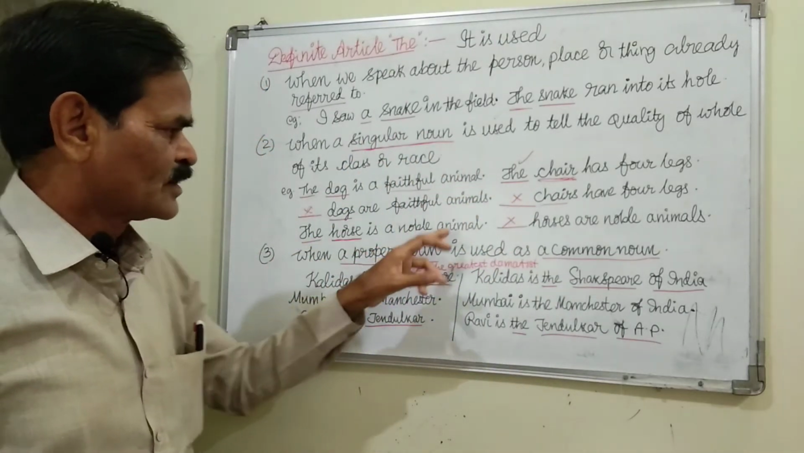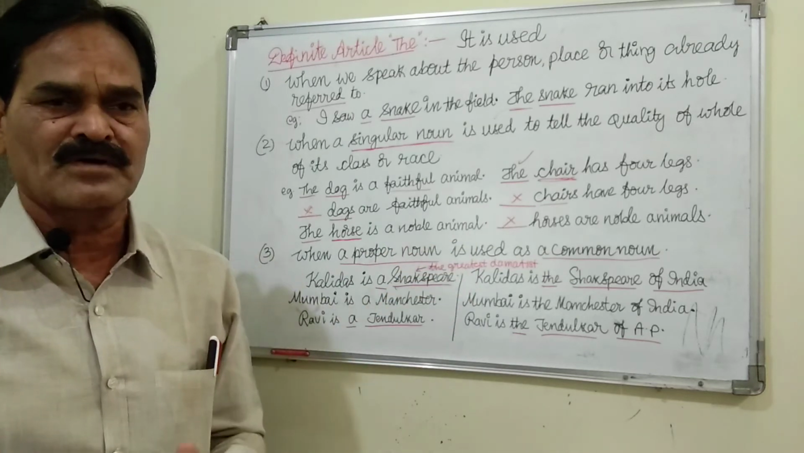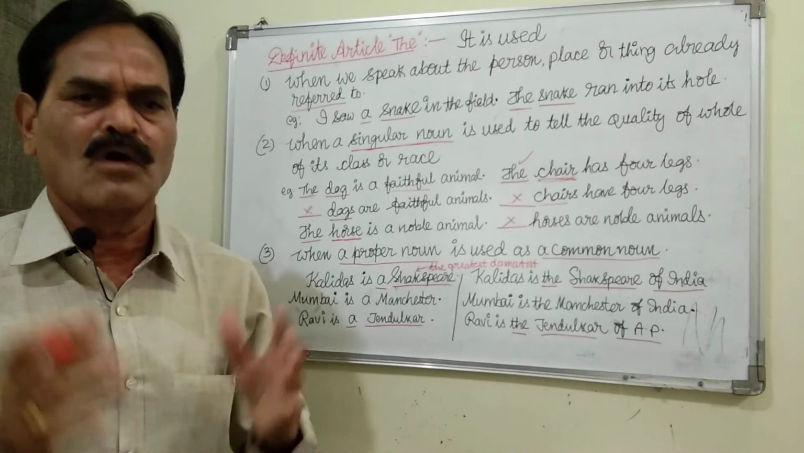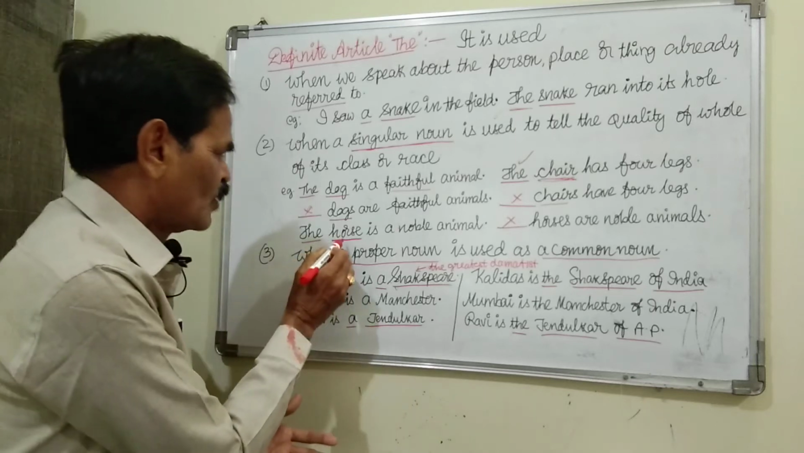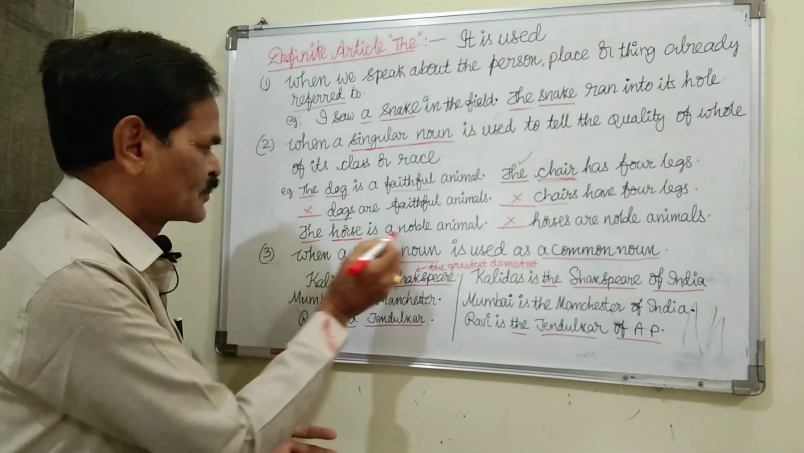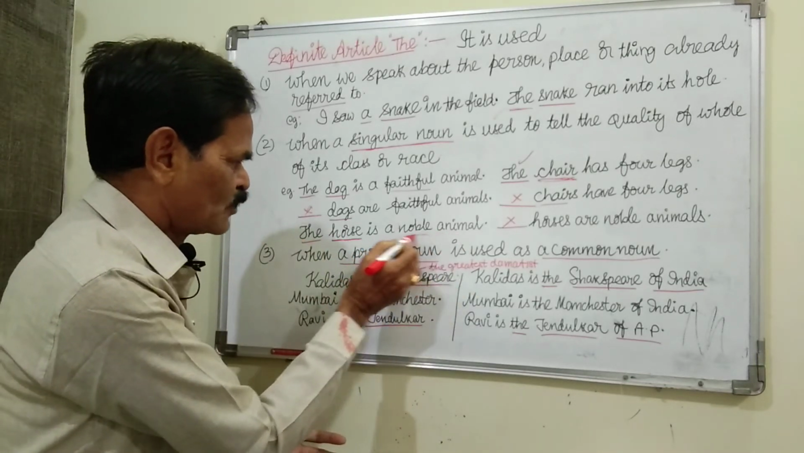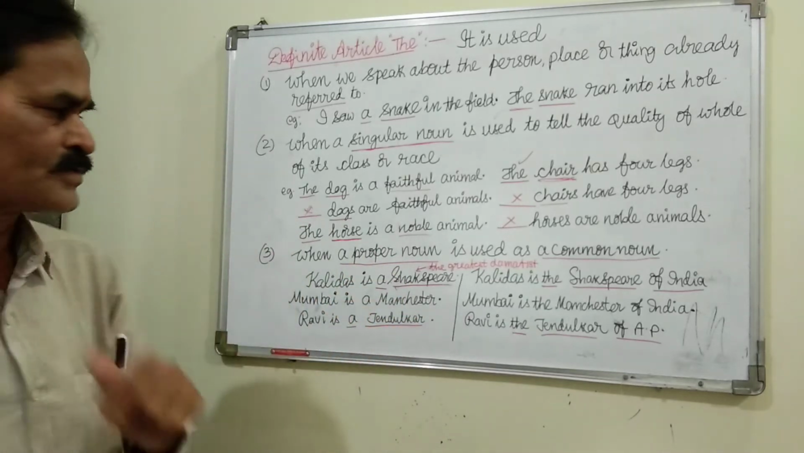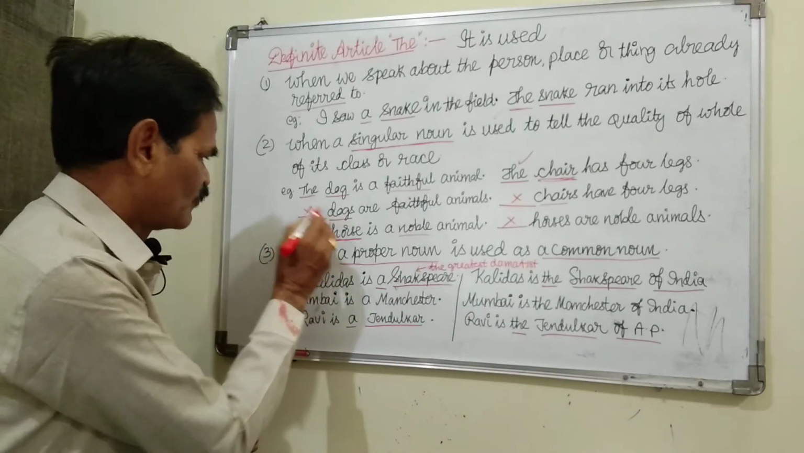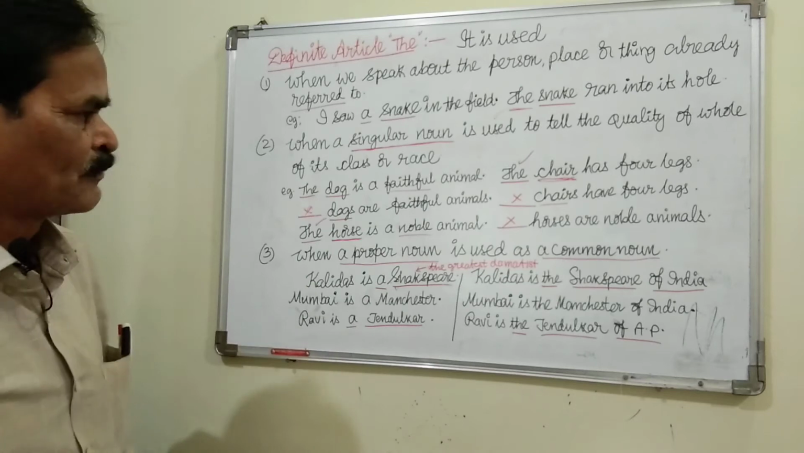The horse is a noble animal. Which horse are we talking about? Any horse or all the horses. So when you use the singular noun horse and tell the characteristic of the nobility of the horse, we have to use the before horse.